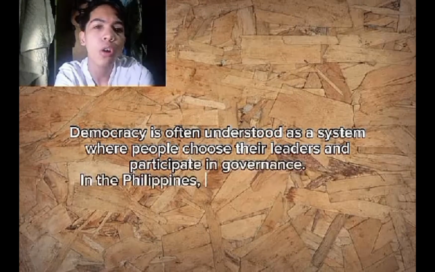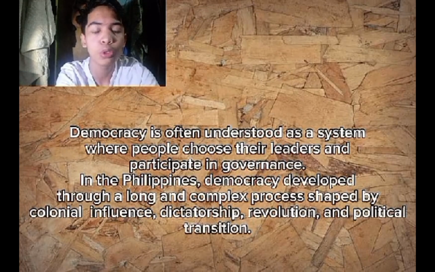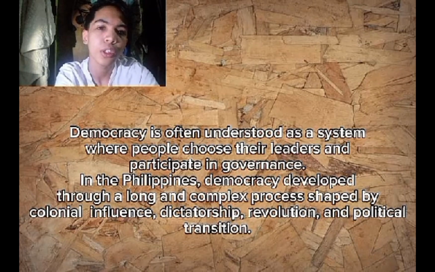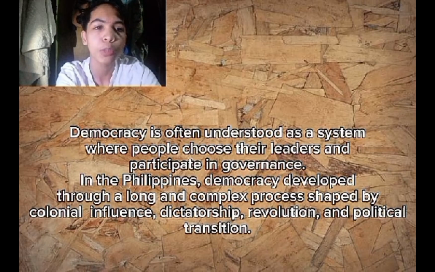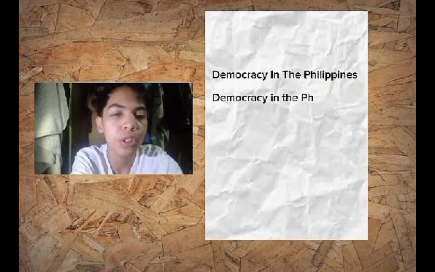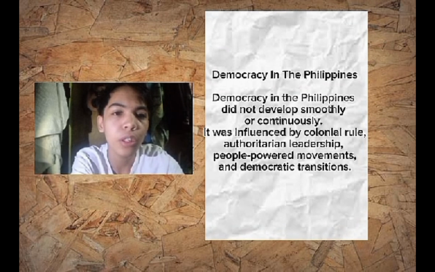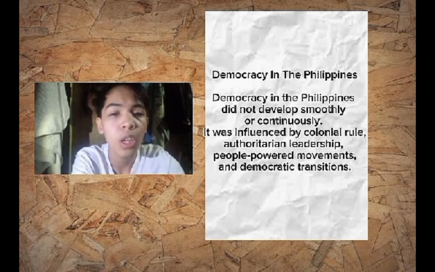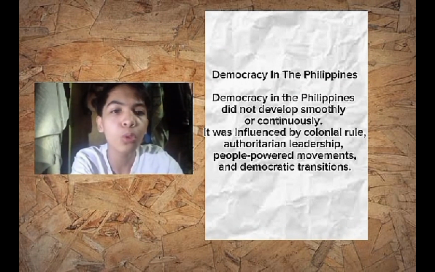In this video, we're going to talk all about Lesson 3, the practice of democracy in the Philippines. A democracy is often understood as a system where people choose their leaders and participate in governance. In the Philippines, democracy developed through a long and complex process shaped by colonial influence, dictatorship, revolution, and political transition. As you can see here, democracy in the Philippines did not develop smoothly or continuously, as it was influenced by colonial rule, authoritarian leadership, people-powered movements, and democratic transition.